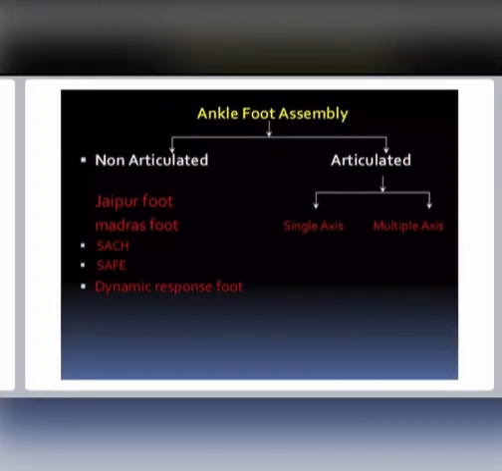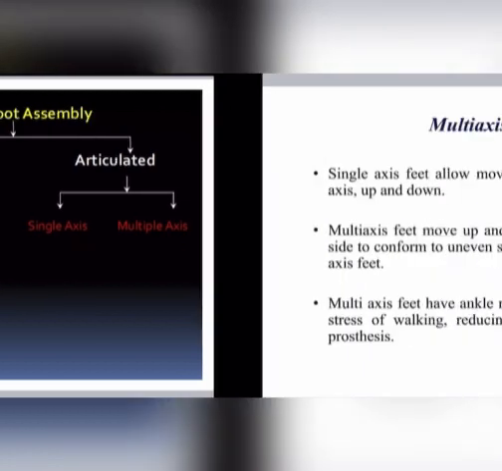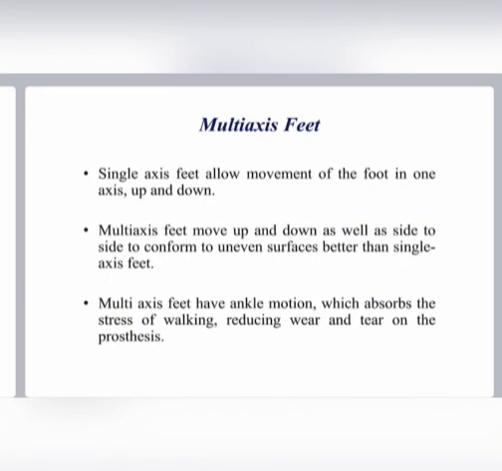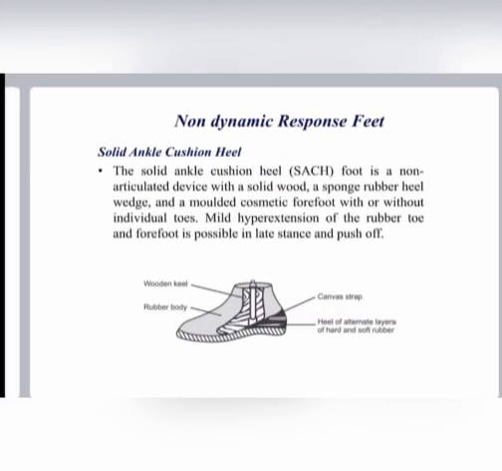Ankle foot assembly: non-articulated, articulated. Jaipur foot, Madras foot, SACH, SAFE, dynamic response foot, single axis, multiple axis. Multi-axis feet. Single axis feet allow movement of the foot in one axis, up and down. Multi-axis feet move up and down as well as side to side to conform to uneven surfaces, better than single axis feet. Multi-axis feet have ankle motion which absorbs stress of walking, reducing wear and tear of the prosthesis.